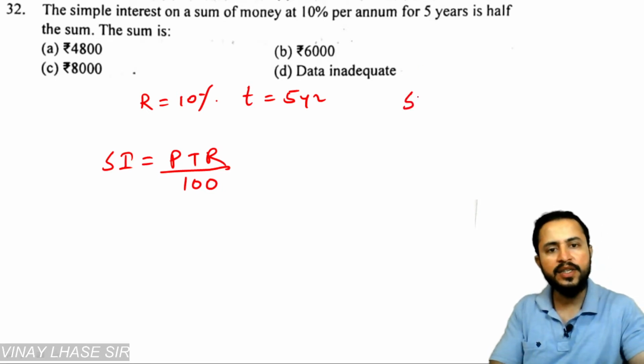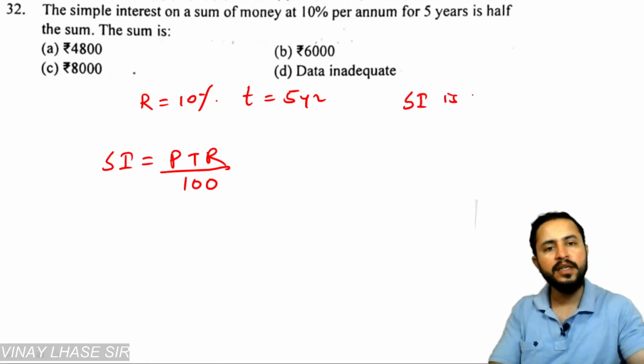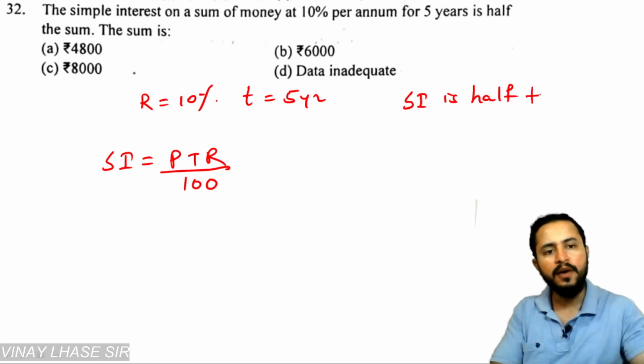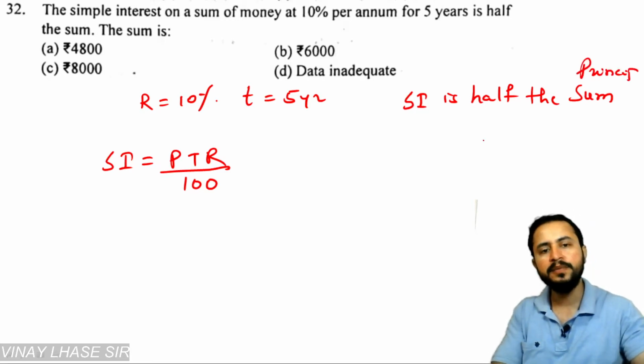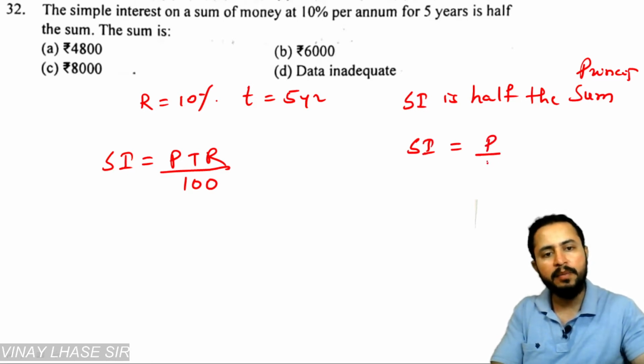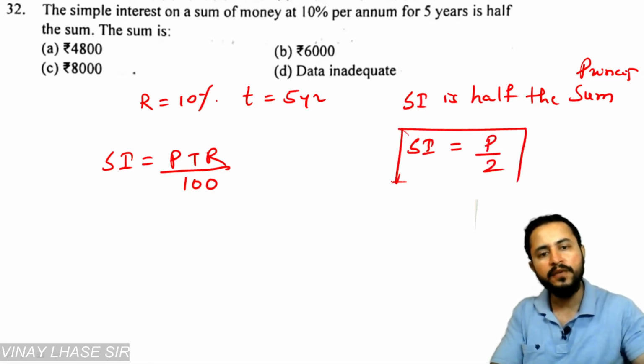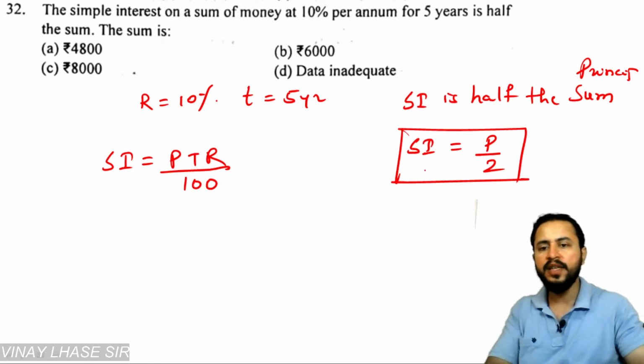Given thing kya hai? I'll just write it. Simple interest is half the sum. And sum ka meaning kya hota hai? Sum is nothing but principal. So basically the examiner has given simple interest is equal to P divided by 2. Simple interest is half of the principal. So let's substitute that thing over here.